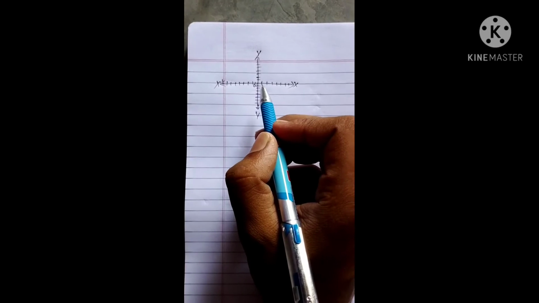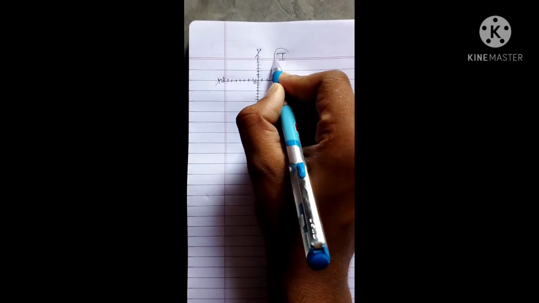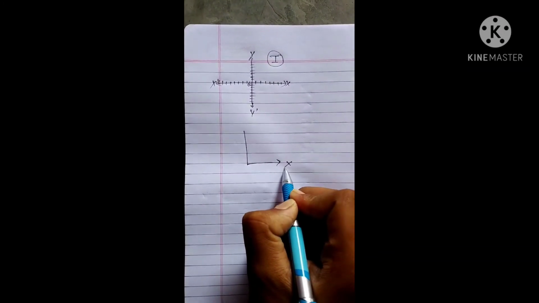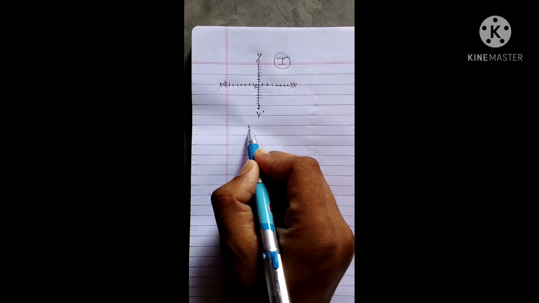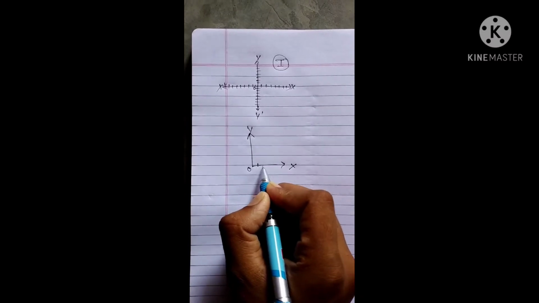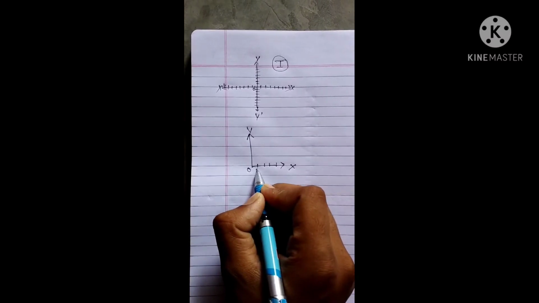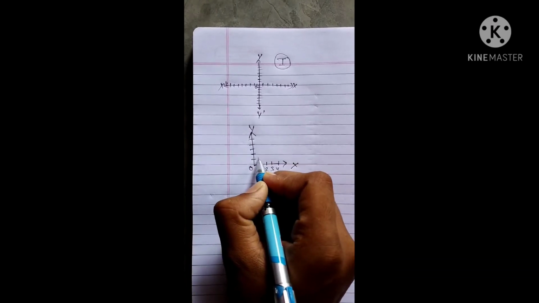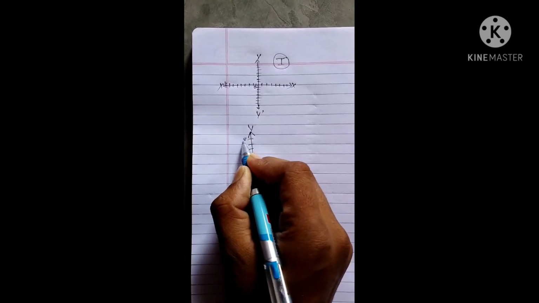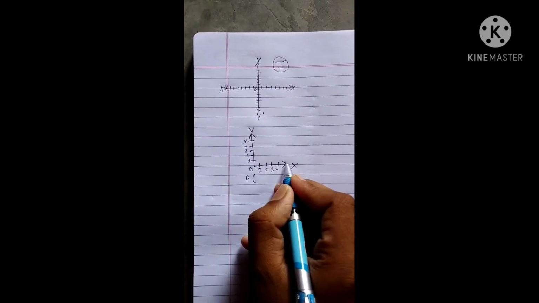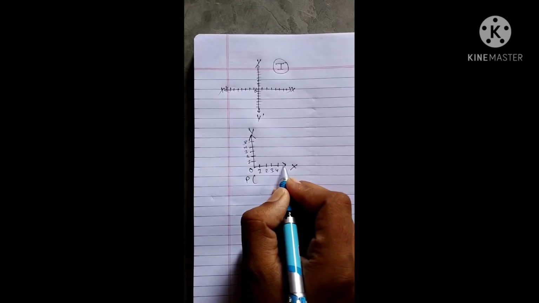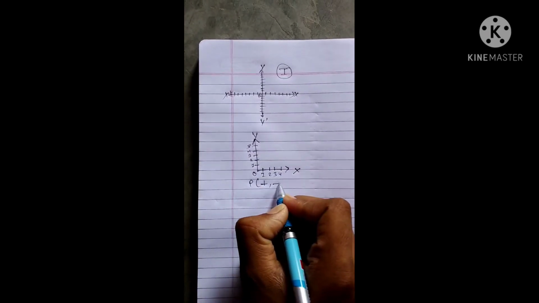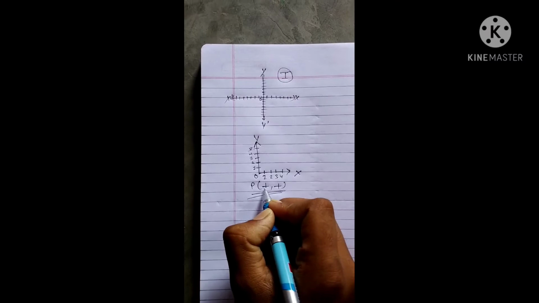So to understand quadrants in detail, first quadrant. X, y, this is origin. 1, 2, 3, 4. This also 1, 2, 3, 4, 5. A point moves at first x, all positive towards x is positive, so plus. Then it moves towards y also positive, so plus. In first quadrant, the sign is plus plus.